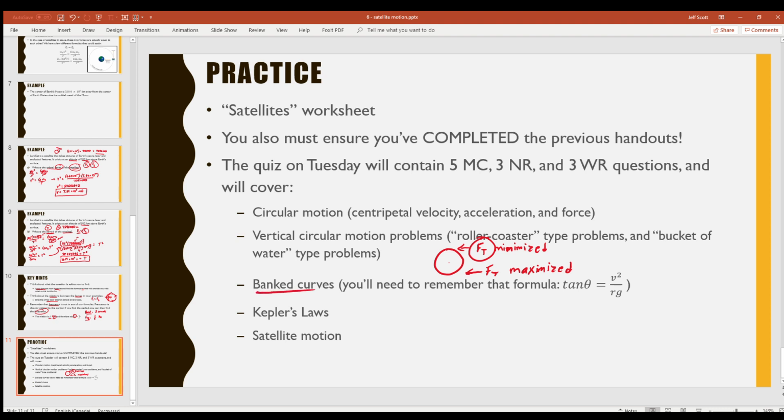Now, another thing you're going to need to know is banked curves. And remember, we do not give you the formula for it. It's tan theta equals v squared over r times g. You do need to remember that formula. It's not going to be given to you.